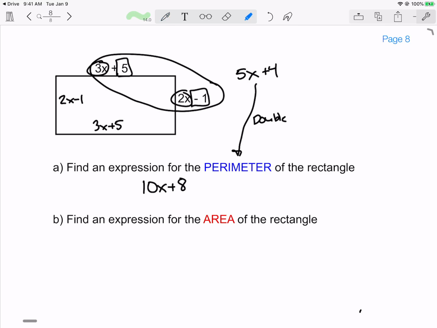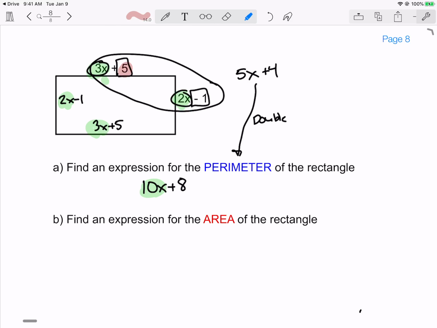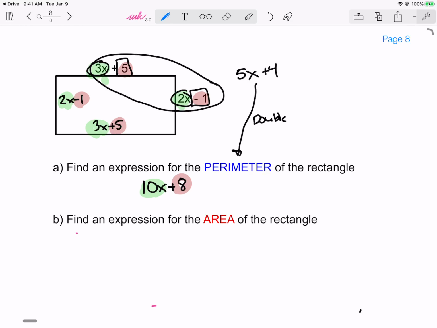So again, I could have added every single thing up. I could have done 3x plus 2x plus 3x plus 2x to get 10x. And then I could have similarly done 5 plus 5 is 10, minus 1 is 8. Okay, so I'm adding up all 4 sides. Now in order to find the area of a rectangle, I have to remember the formula. It's base times height. In this case, my length or my base is 3x plus 5, and my height is 2x minus 1. So now I need to perform my double distribution.